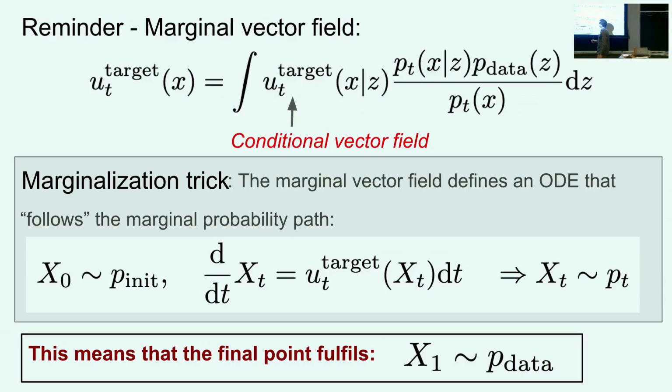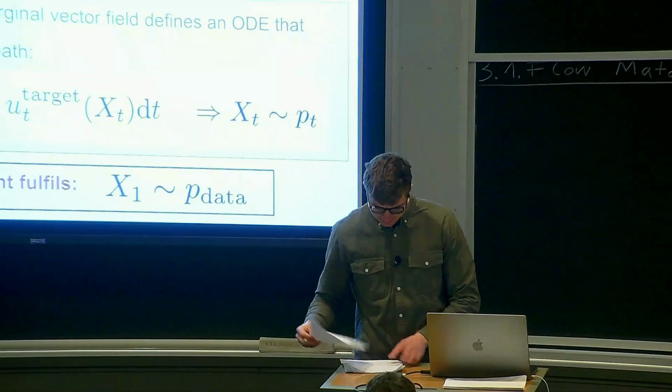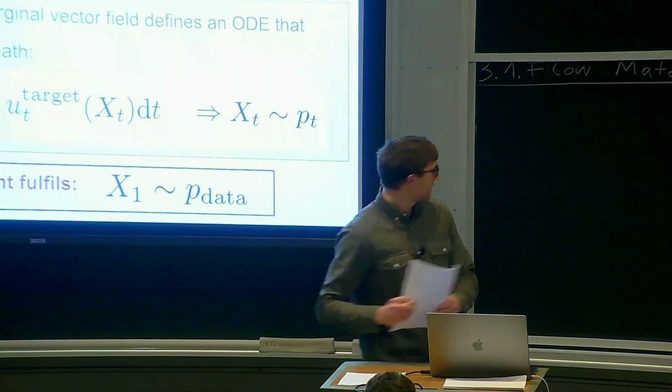And just as a quick reminder, the conditional vector field is this, and the marginal vector field is the integral over a conditional vector field multiplied with some ratio. And we had what's called the marginalization trick, where we said that starting off at the initial distribution, we simulate the ODE with this vector field. We follow the probability path. And that's particularly relevant because this path was constructed to end at the data distribution. So the final time point following this ODE will be the data distribution, will be objects that we want to generate. All right. So let's dive in, and let's talk about flow matching.